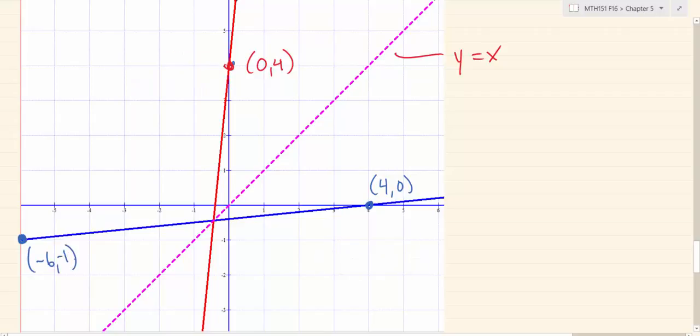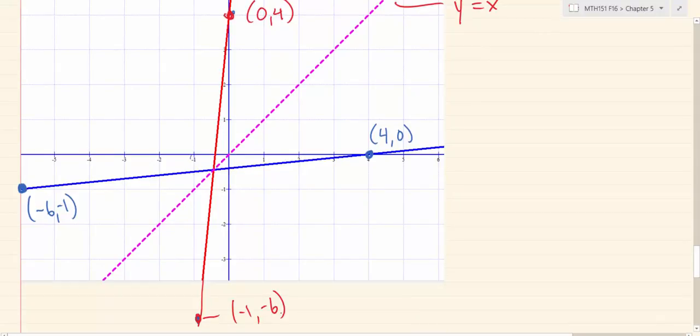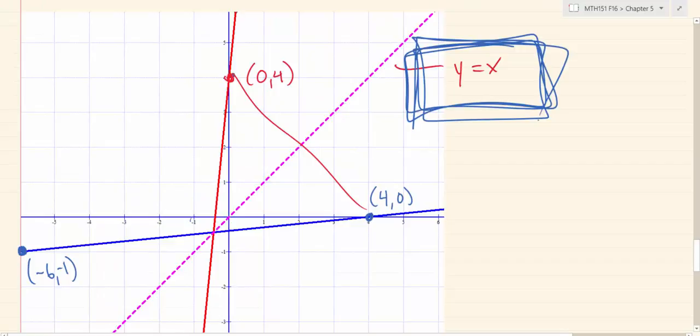What would happen if we flipped those x and y's? What coordinates would you get? (-1, -6). What can you say about the graph of a function and its inverse? x equals y and y equals x. We're reflecting this about what line? y equals x. So every x coordinate in the function becomes a y coordinate in the inverse, and every y coordinate in the function becomes an x coordinate in the inverse.